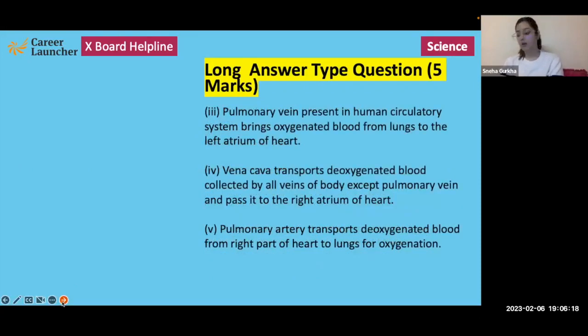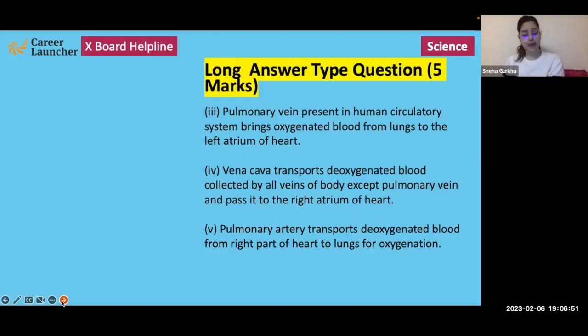Next, pulmonary vein. The pulmonary vein, which is present in the human circulatory system, is involved with bringing oxygenated blood from the lungs and transporting it into the left atrium of the heart. So pulmonary vein brings oxygenated blood from the lungs to the left atrium of the heart.